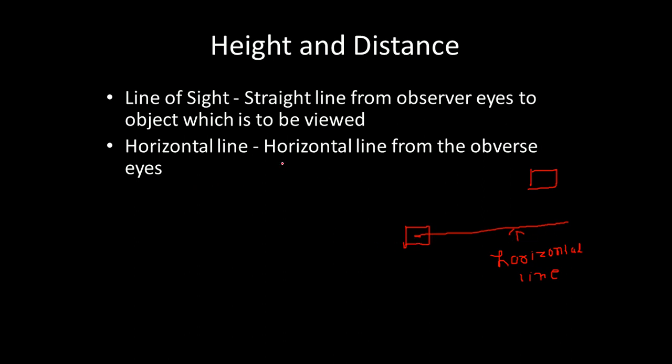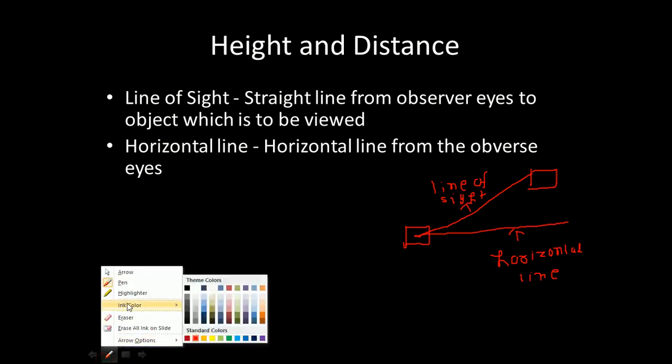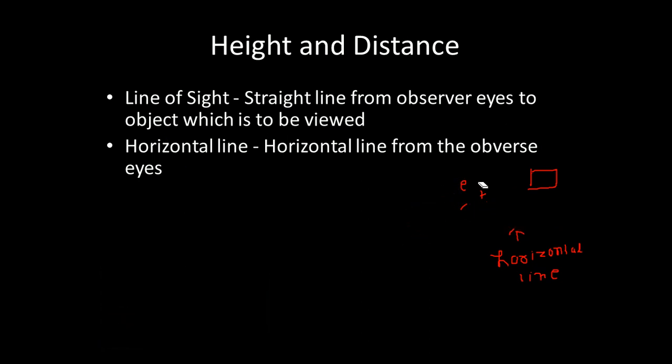And what is the line of sight? From the observer's eyes, we draw a straight line to the object which is being viewed. This is a flight which we are viewing. From our eyes, we draw a straight line to that flight, and that is called the line of sight. So these two points are clear. Before we move, let's erase it.